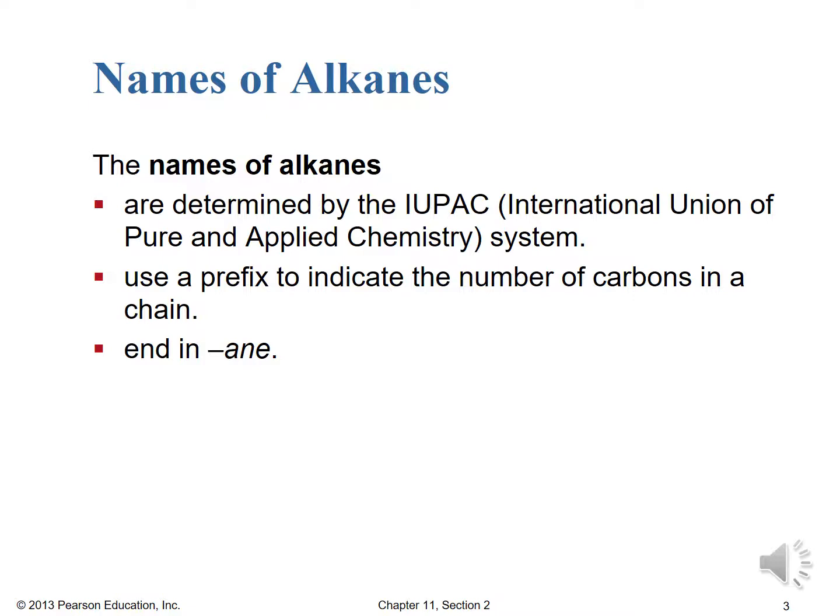All of the compounds are going to have, unfortunately, these relatively tough to learn at first, although very reliable, naming conventions. The naming conventions are all determined by the IUPAC, the International Union of Pure and Applied Chemistry system, and they use a prefix to indicate the number of carbons in a chain. They all end in ane for the alkanes. That's why alkane itself ends in ane. So that's the dead giveaway. You're dealing with an alkane if the IUPAC name ends in ane, just like propane and methane and ethane did back in the previous lecture.